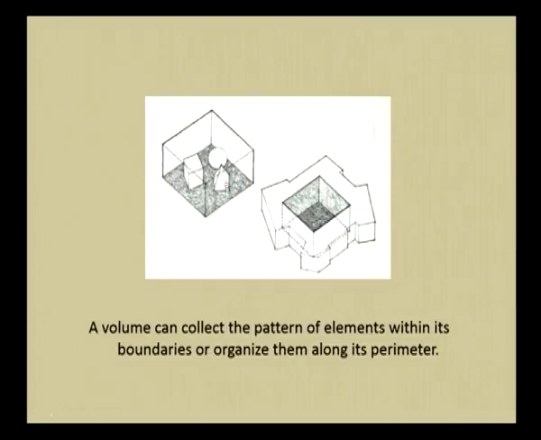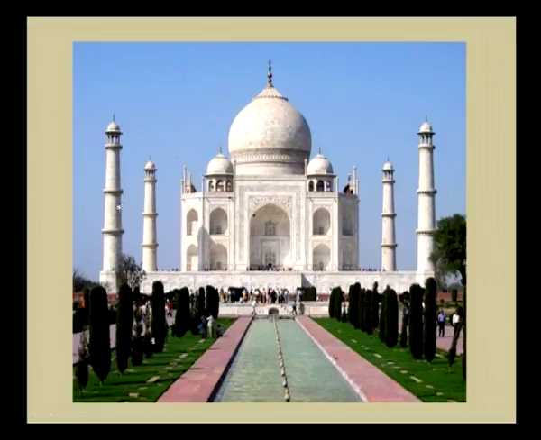The different elements or spaces within an architecture are unified by a volume around it. Now we will see certain architectural examples of how organization or unification can be done by a datum. These structures you see here are being unified by certain elements. One is the platform or the plinth on which the building is kept.